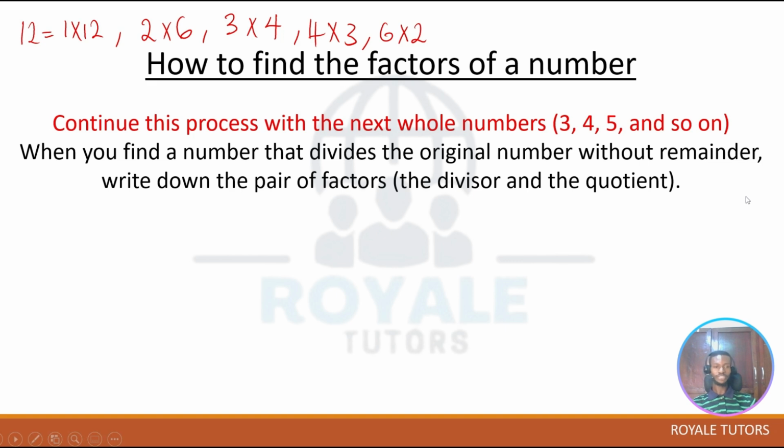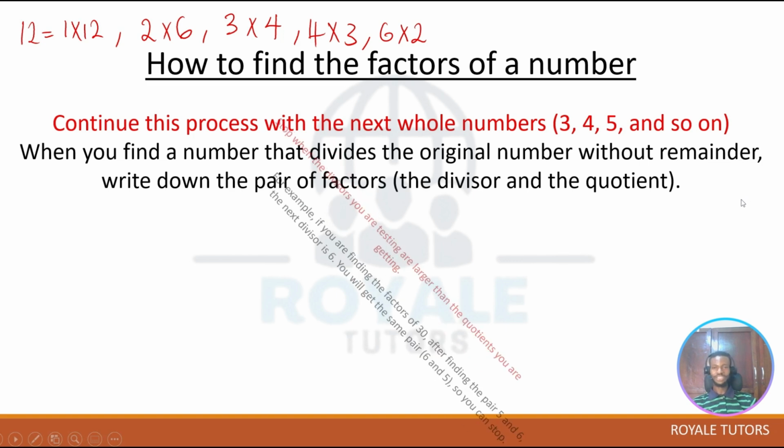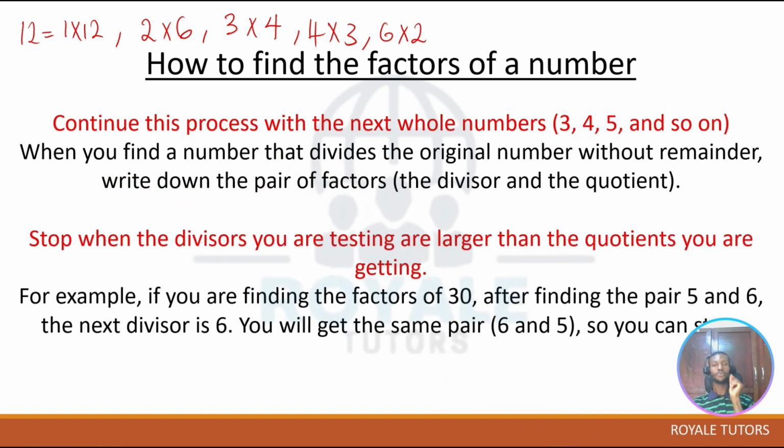And that is what the next step is telling us. The next step says that what? Stop when the divisor you're using is larger than the quotient you're getting. So what does that mean? In this case, our divisor is smaller than our quotient, which is 12, so this is valid.